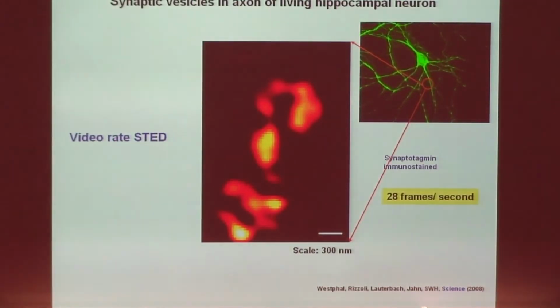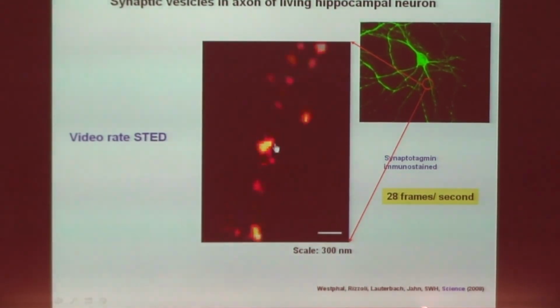Or it's possible to see so-called synaptic vesicles in living cells. This is the standard resolution, and this is now the high resolution. You see the moving, because as I said, one of the strengths of fluorescence microscopy is that you can see living cells in action, or molecules or molecular entities.